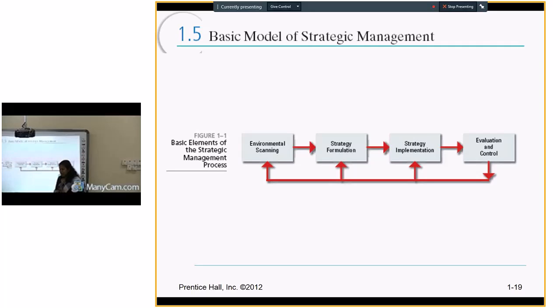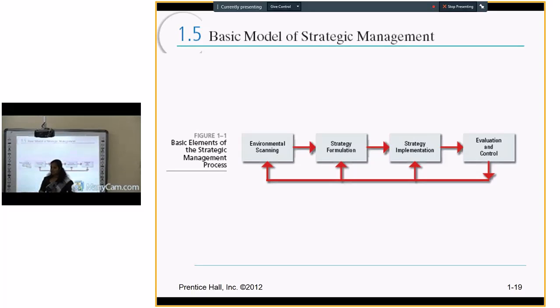But in practice, it might not happen like this. Although it is told in theoretical perspective as a linear model, in practice it might work in a concurrent or parallel manner. For an example, if we are formulating a particular strategy, with that we have to do the implementation as well. Concurrently, we have to perform the two elements or the two steps. But in theoretical perspective, it has been identified as a linear model of the process of strategic management.